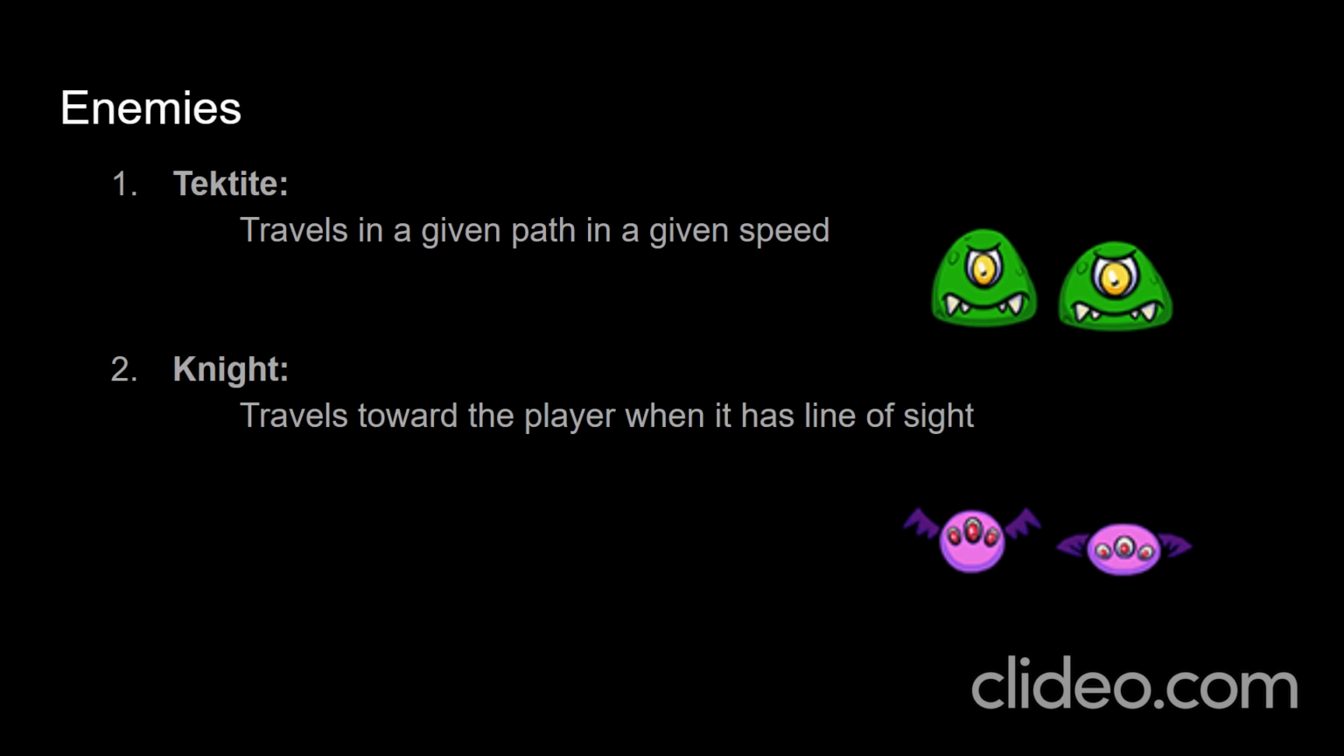Next, I would like to talk about the types of enemies that we have in the game. The first kind is Tekti, which travels on a given path. The second kind is a knight, which will follow the player, go toward it, and do damage when they collide with the player.